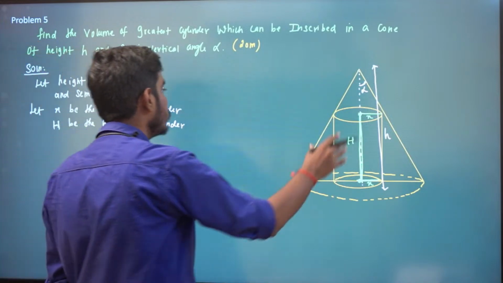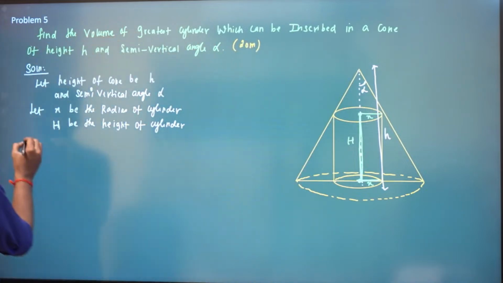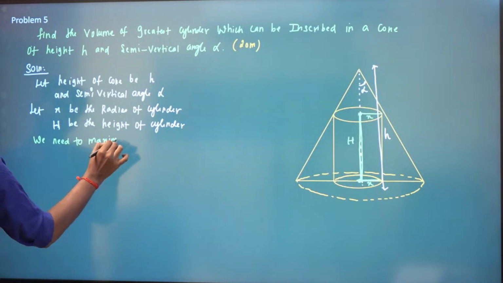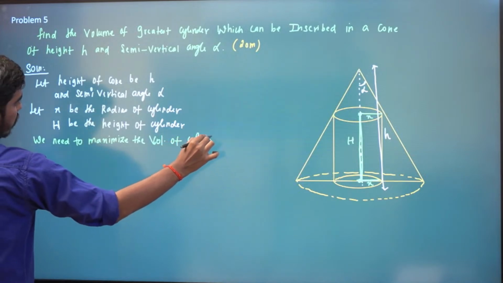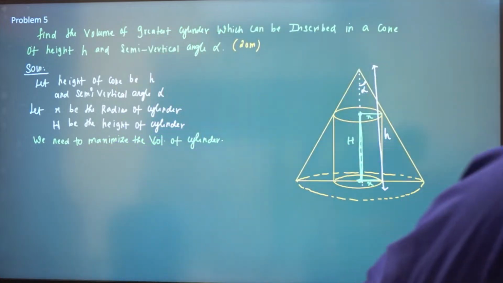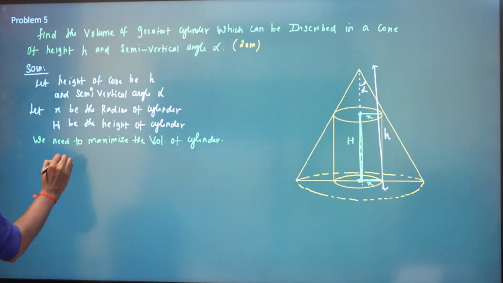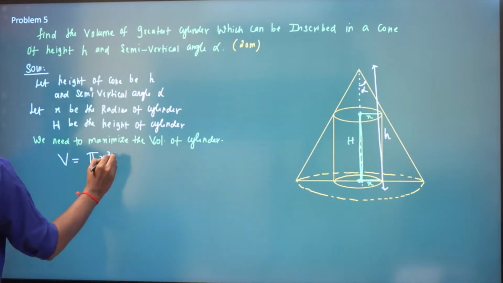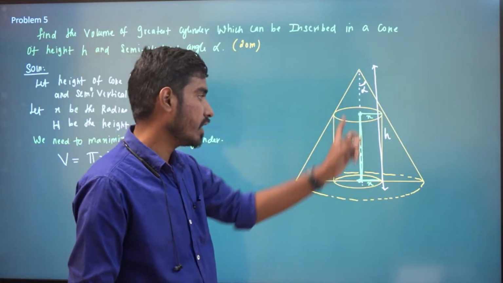So we need to maximize the volume of the cylinder. For the cone, we know only the semi-vertical angle alpha and the height h, so we need to use those. What is the volume of the cylinder? Pi r squared h, where r is the radius of the cylinder, which is x, and the height is capital H. So the volume is pi x squared H.